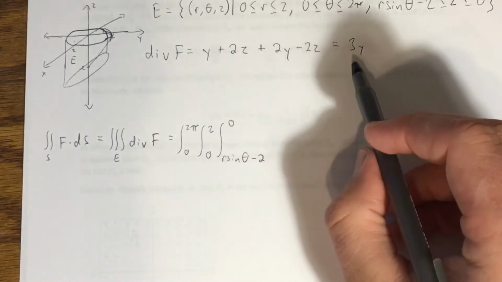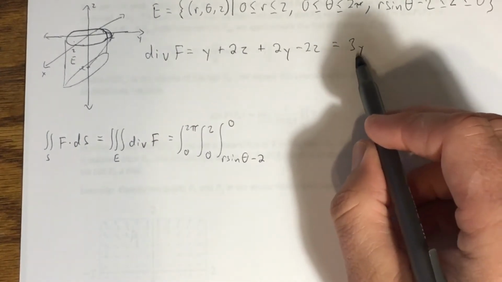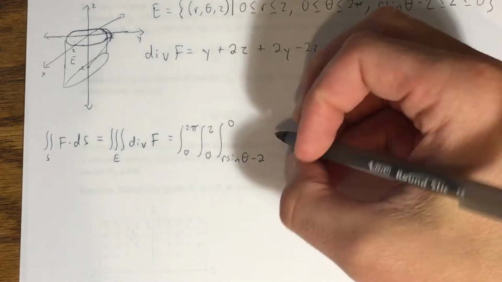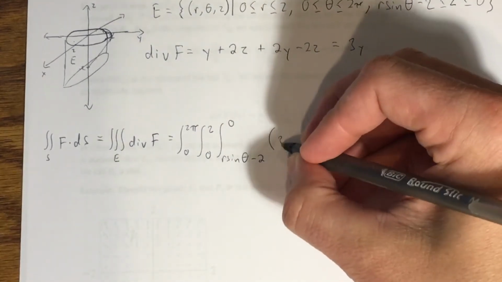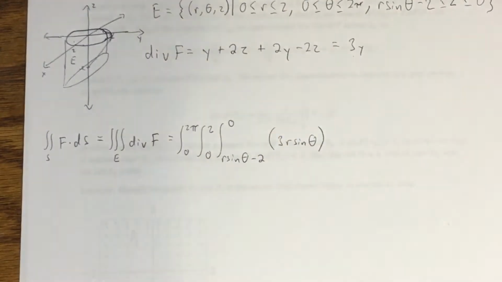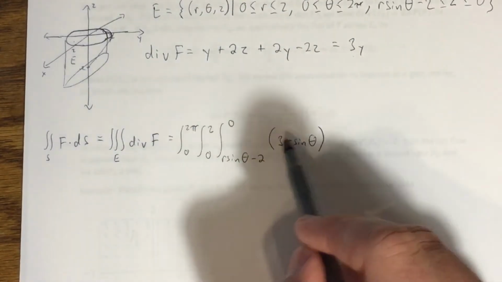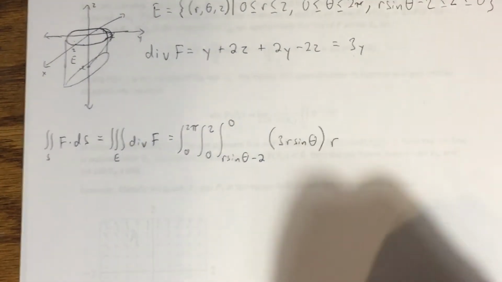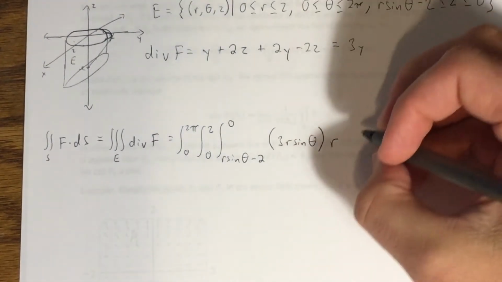And then my integrand becomes 3y. However, remember, we need to convert this to cylindrical coordinates. So instead of 3y, I'm actually going to be writing 3r sine of theta. Now remember, when you convert to cylindrical coordinates, the Jacobian here is r. So I have to make sure and include that r.